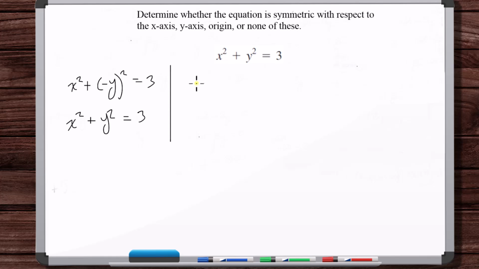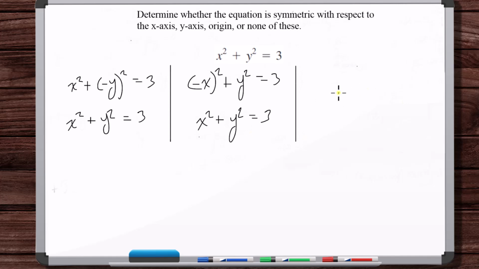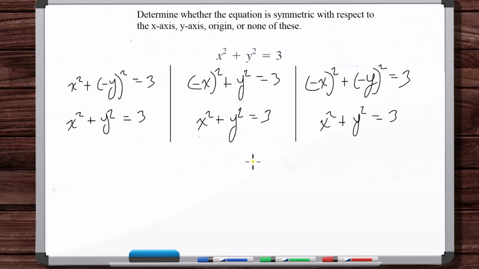What about the y-axis? Yes, symmetric with respect to the y-axis. What about the origin? Yes, so it's symmetric with respect to all three, x-axis, y-axis, and origin.